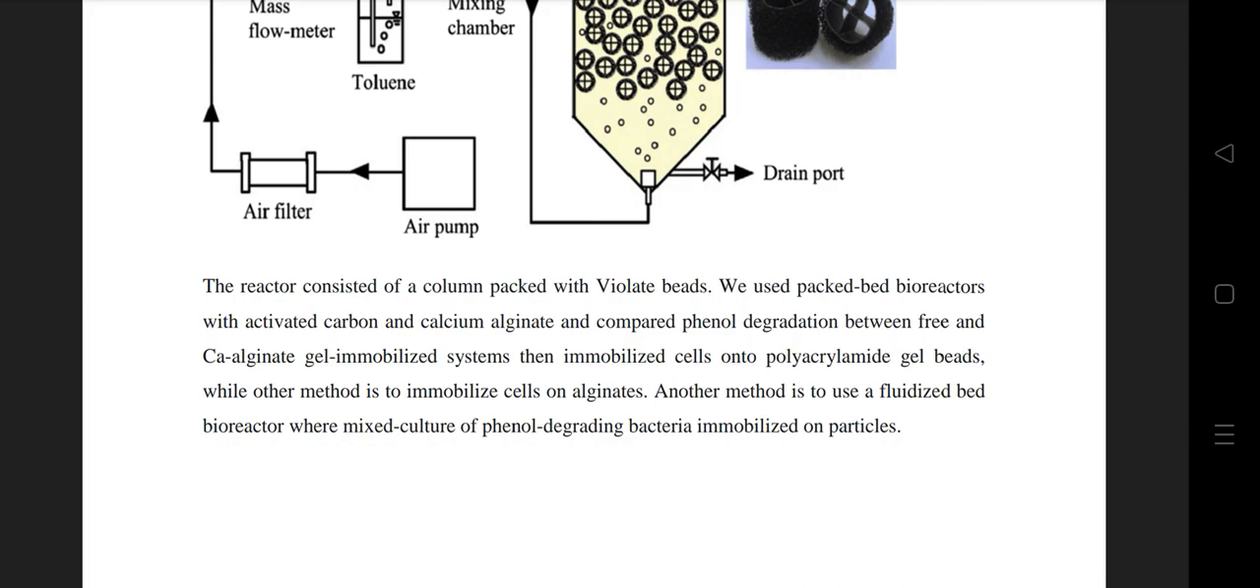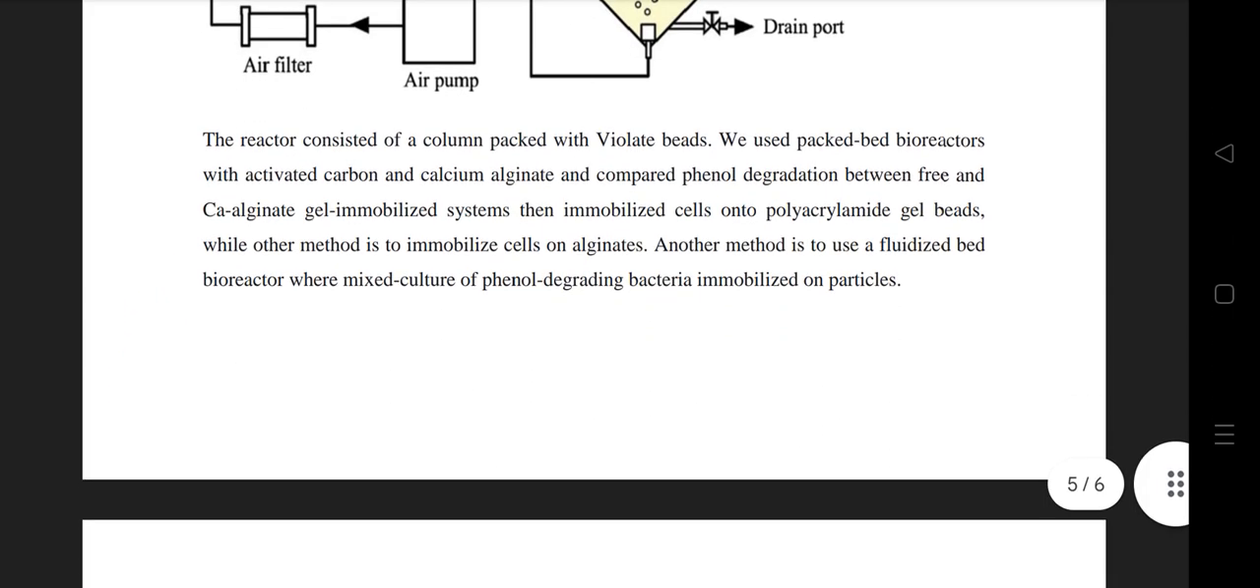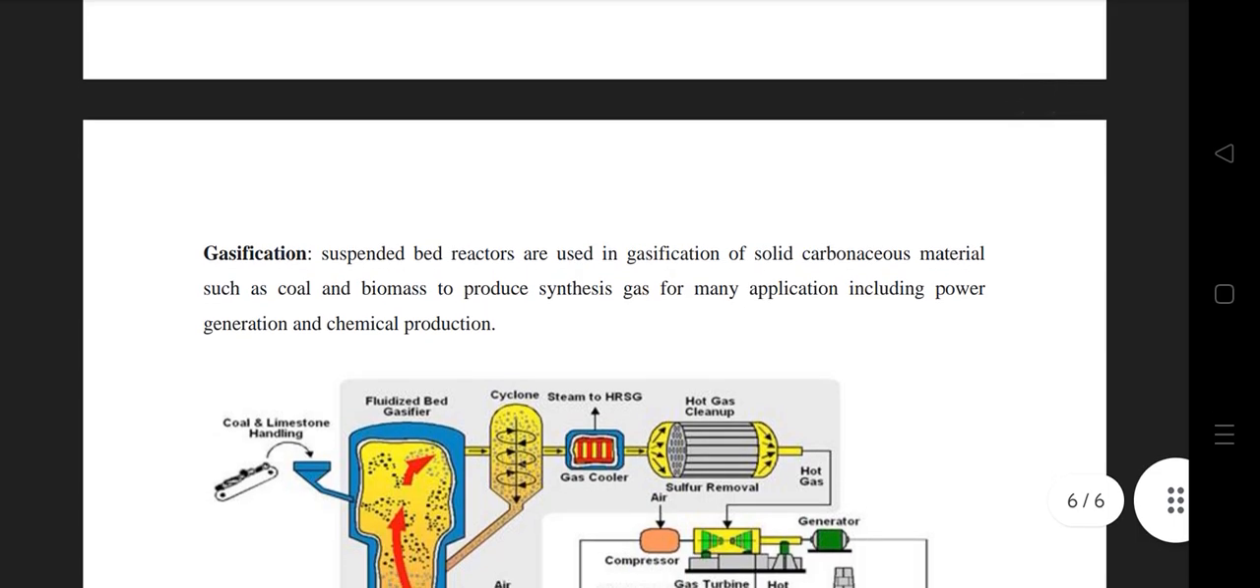Another method is to immobilize cells or other materials. Another method is to use fluidized bed reactors where a mixed culture of phenol-degrading bacteria is immobilized on the particles. In the first one, we use carbon or calcium, and in the other method we use the bacteria itself as the catalyst, which degrades the phenol while immobilized onto the particles.